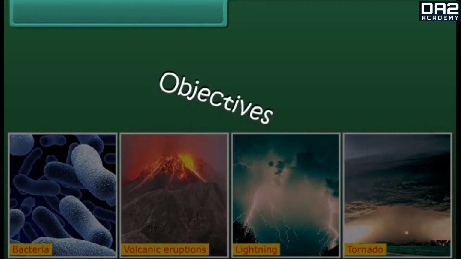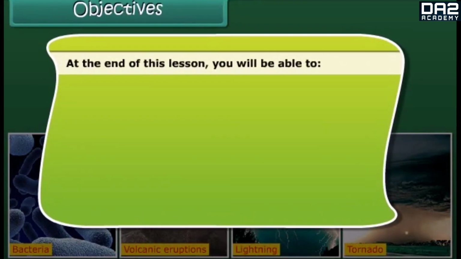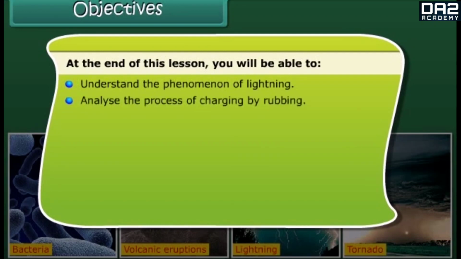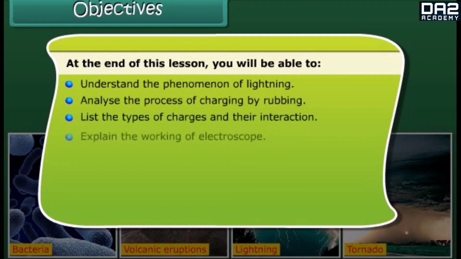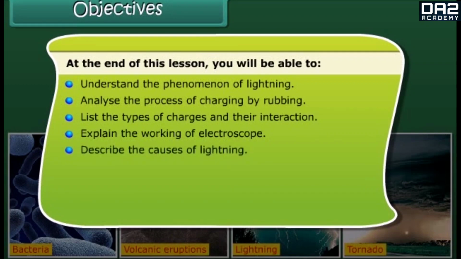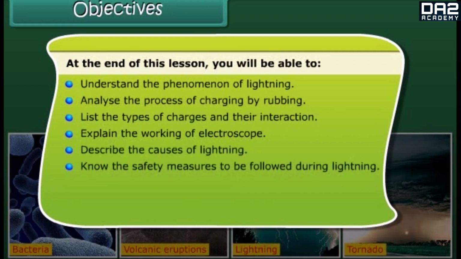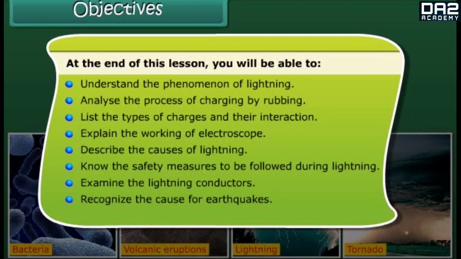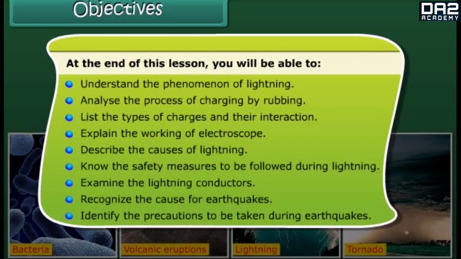Objectives. At the end of this lesson, you'll be able to understand the phenomenon of lightning, analyze the process of charging by rubbing, list the types of charges and their interaction, explain the working of an electroscope, describe the causes of lightning, know the safety measures to be followed during lightning, examine the lightning conductors, recognize the cause of earthquakes, identify the precautions to be taken during earthquakes.